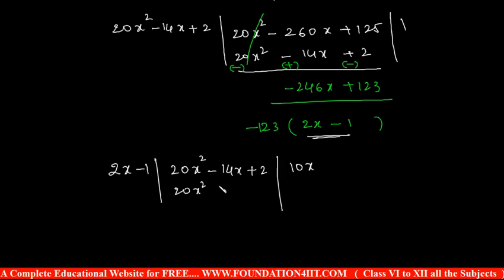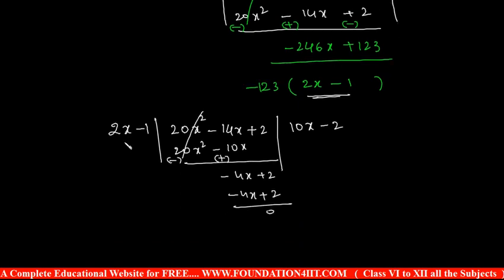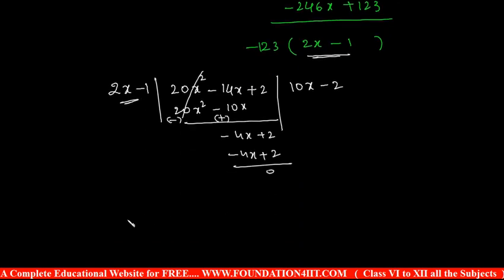10 into minus 1, so minus 10x. You change the sign and subtract. Minus 14 plus 10, so minus 4x and plus 2. Again 2x into minus 2, minus 4x plus 2. So you got the 0. So once you get the 0, this 2x minus 1 is HCF. So hence the HCF is 2x minus 1. For verification, you can do division.